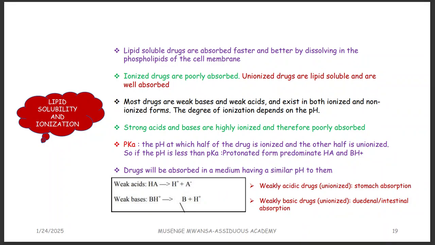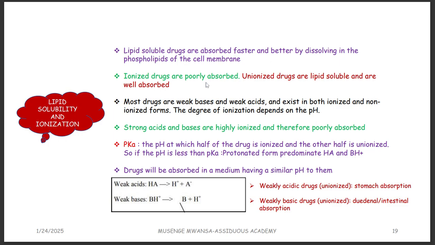If you have got a drug that is ionized, that is not lipid soluble, it is going to be problematic when it comes to being absorbed, because the membrane for absorption is actually lipid in nature. So because of this, ionized drugs are poorly absorbed, and unionized drugs are lipid soluble and therefore are going to be well absorbed.